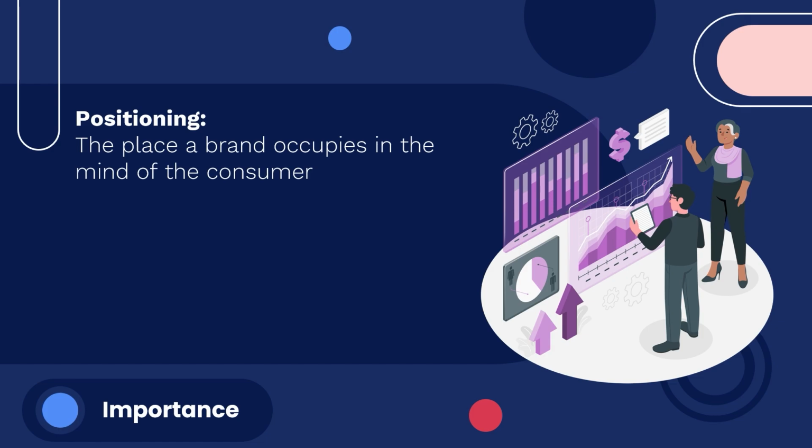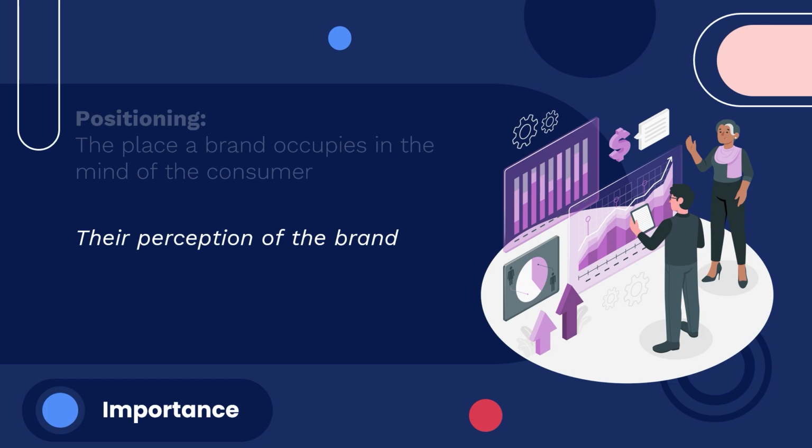Again, it's the place a brand occupies in the mind of the consumer. So it's their perception of the brand. Do they view you as a premium brand or a cheap brand? Do they view you as environmentally friendly or not? If you're talking about food, maybe like the restaurant, do they view you as healthy or not? Right? Just think of McDonald's. They have a bad positioning, and they've been working on their positioning for a long time to try and become more than just this unhealthy fast food brand.